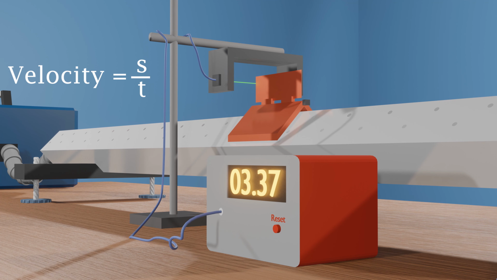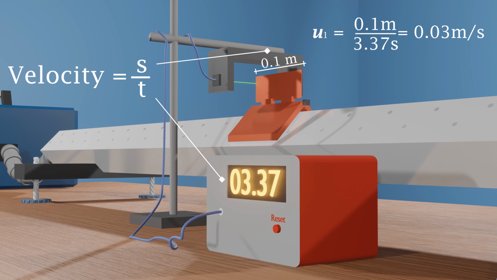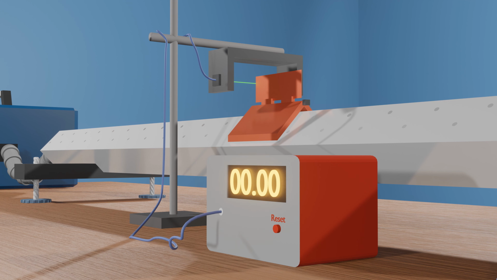As velocity is equal to displacement over time, we can now calculate the velocity of the glider. With the displacement being equal to the length of the flag, and taking our time from the scalar timer, we can calculate u1, or the velocity of rider 1 before the collision. Using standard units, this means we have 0.1 meters divided by 3.37 seconds, giving us 0.03 meters per second. Remember to reset the timer before each use.